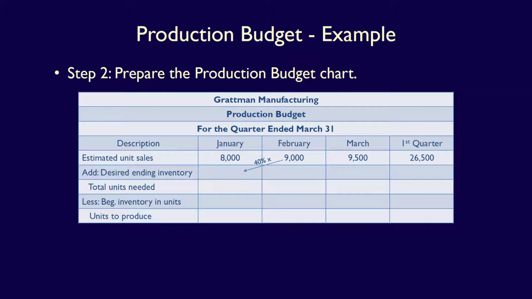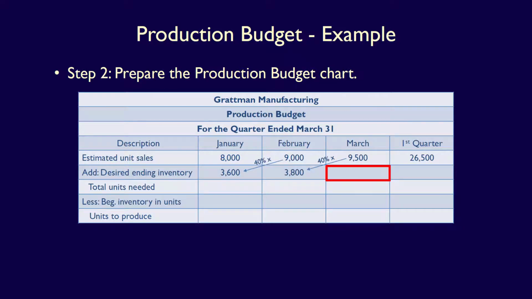This means that management will take the 9,000 units required in February, multiply it by 40% to determine the ending inventory they will need in January. 9,000 units multiplied by 40% is equal to 3,600 units. That's what management wants to have on hand at the end of January. This is January's desired ending inventory. For February, we take 40% of March's sales volume, 9,500 units times 40%, which is equal to 3,800 units as the desired ending inventory for February.